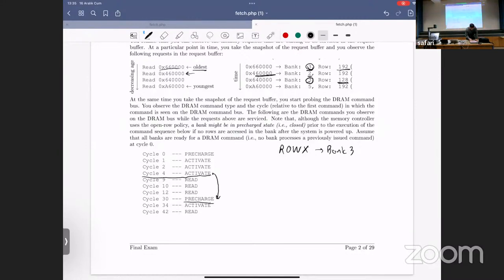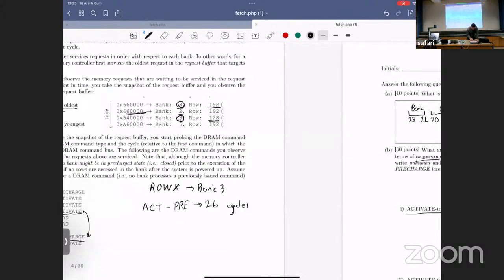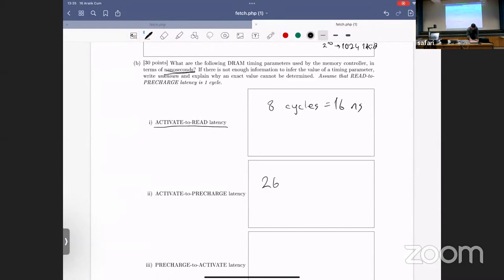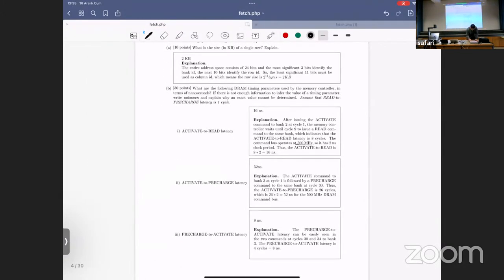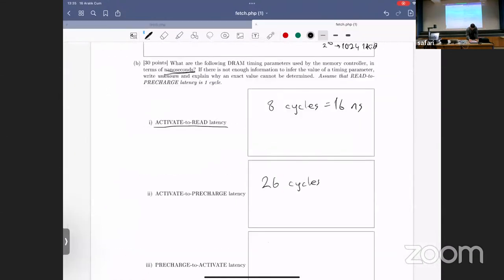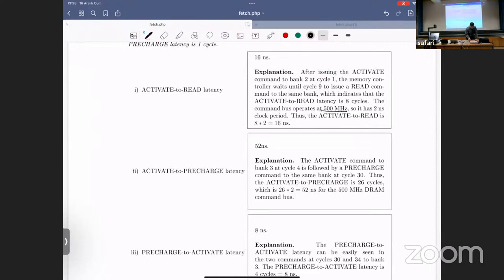And the latency between these will give us the activate to precharge latency. And this is 26 cycles. And that is 52 nanoseconds because our clock period is 2 nanoseconds.